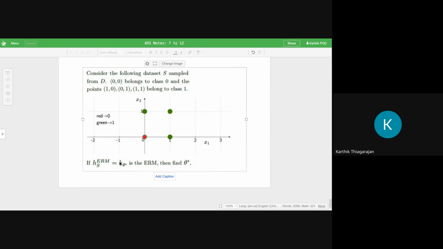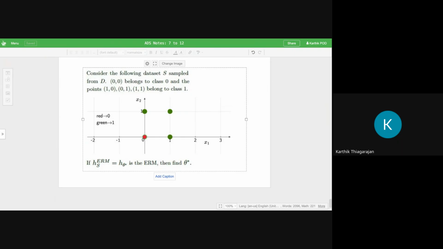The ERM h star is one where we're just adding up x1 and x2, and if it's greater than or equal to theta, h star is 1 and 0 otherwise. So this is the linear hypothesis class? The hypothesis class is not necessarily linear, it's just that we're adding x1 and x2. Okay, x1 plus x2 greater than or equal to theta.